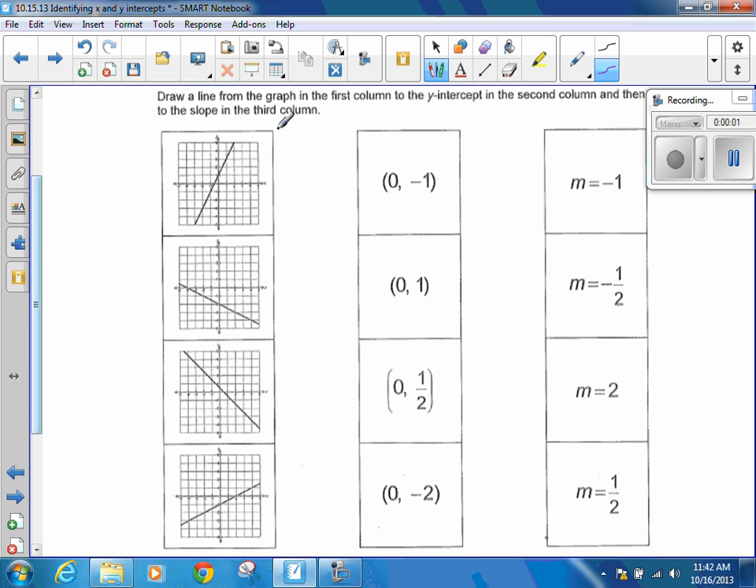Look at my first graph. What did we pick our first graph to be? 0, 1. Okay. We found that because the y-intercept is at 1, and then what is our slope? M equals 1/2. Oh, just kidding. Sorry, I looked at the wrong one. Let's look at the second one.